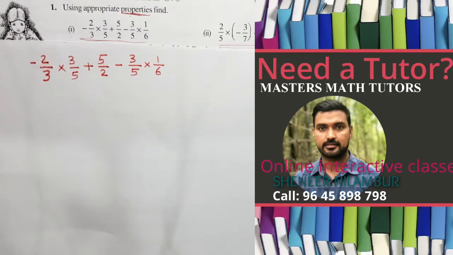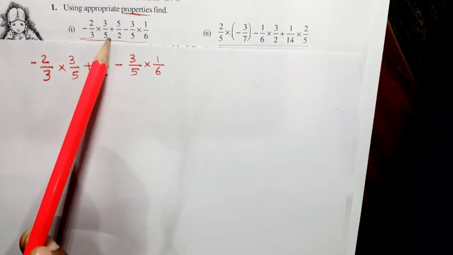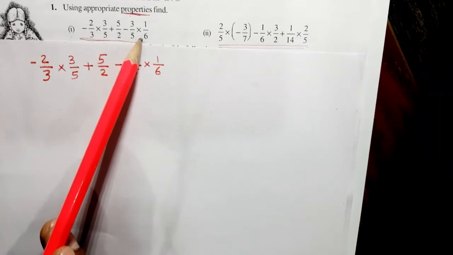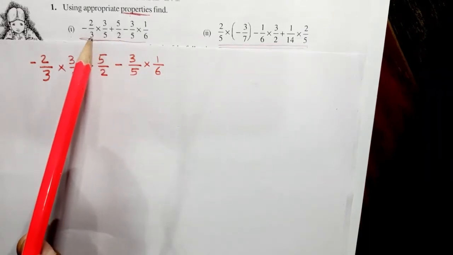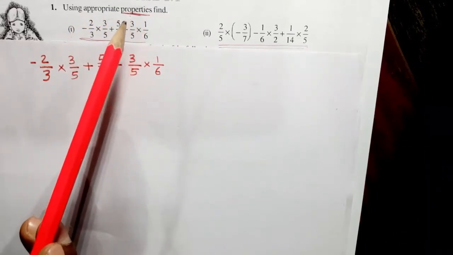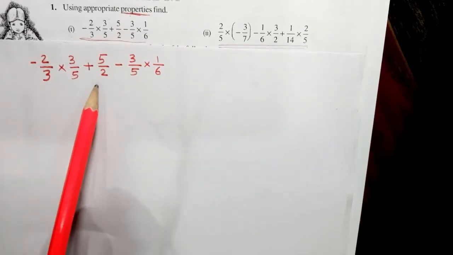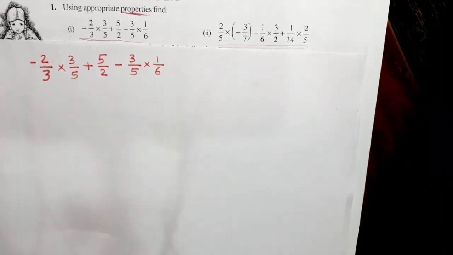Hi students, now we are going to discuss exercise 1.1 in class 8th. In this chapter, the first exercise, question number 1: minus 2 by 3 into 3 by 5 plus 5 by 2 minus 3 by 5 into 1 by 6. This needs to be solved by using appropriate properties. So first we can rewrite the question: minus 2 by 3 into 3 by 5 plus 5 by 2 minus 3 by 5 into 1 by 6.